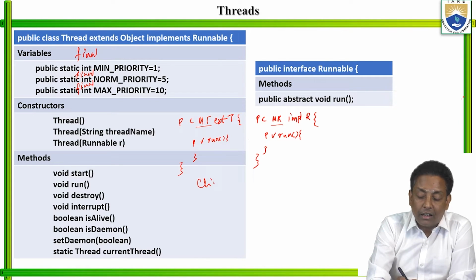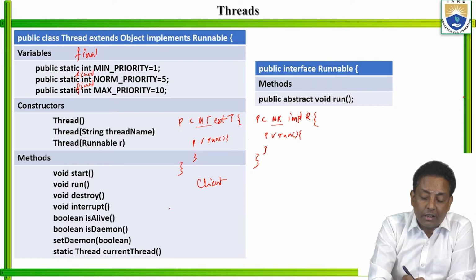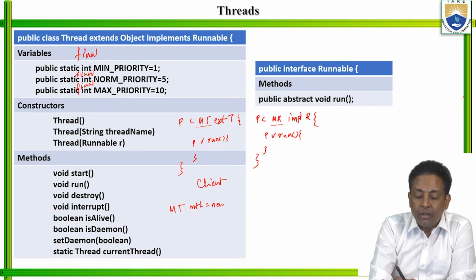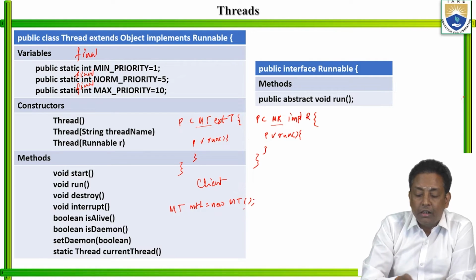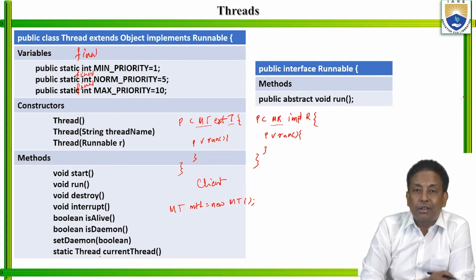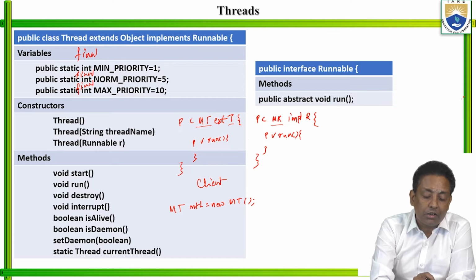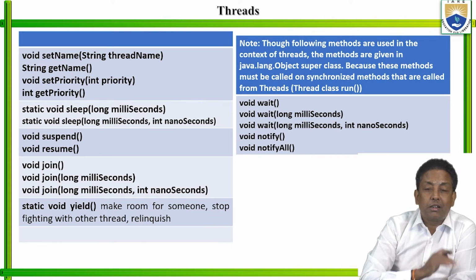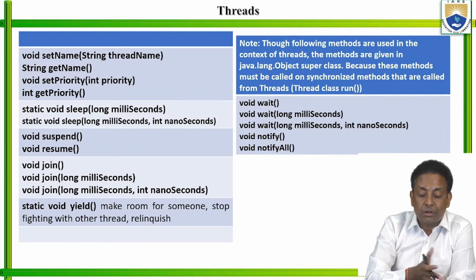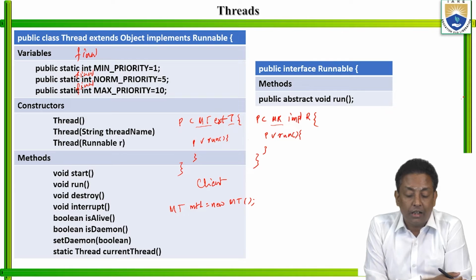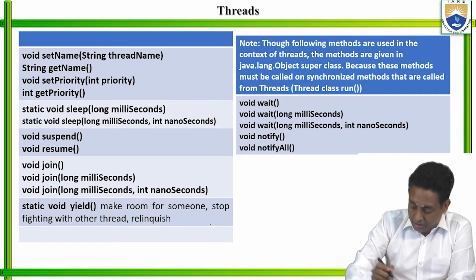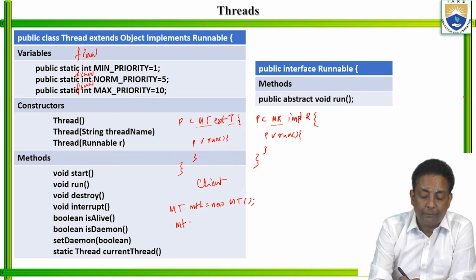But how is this thread object created and started? In the client program, if you want to create an object of MyThread, we write MT1 is equal to new MyThread of. Because MyThread is a subclass of the Thread class, all these methods will come from the Thread class: start, run, destroy, interrupt, isAlive, isDaemon, setDaemon, currentThread, and many others: setName, getName, setPriority, getPriority, sleep, suspend, resume, join, wait, yield. So directly we call MT1.start.